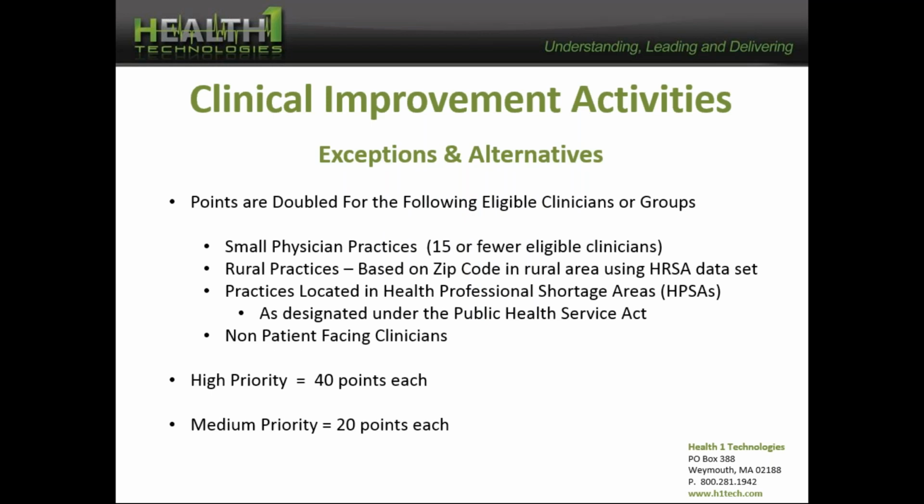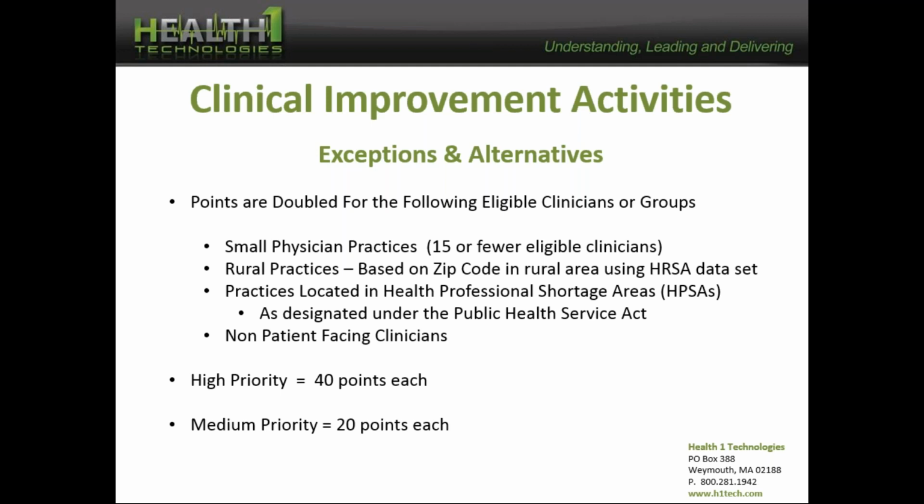There are several exceptions and alternatives to the point system. Points are doubled if you fall into certain criteria. So if you're a small practice and you have less than 15 physicians, or actually that should be eligible clinicians, not physicians, in your practice. If you're a rural practice, and this is based on a zip code, some of you that had done meaningful use may have been aware of this. There was a bonus if you were in a rural area when you were doing meaningful use. There's a website where you can type in your zip code, and it'll tell you if you fall into that category or not.